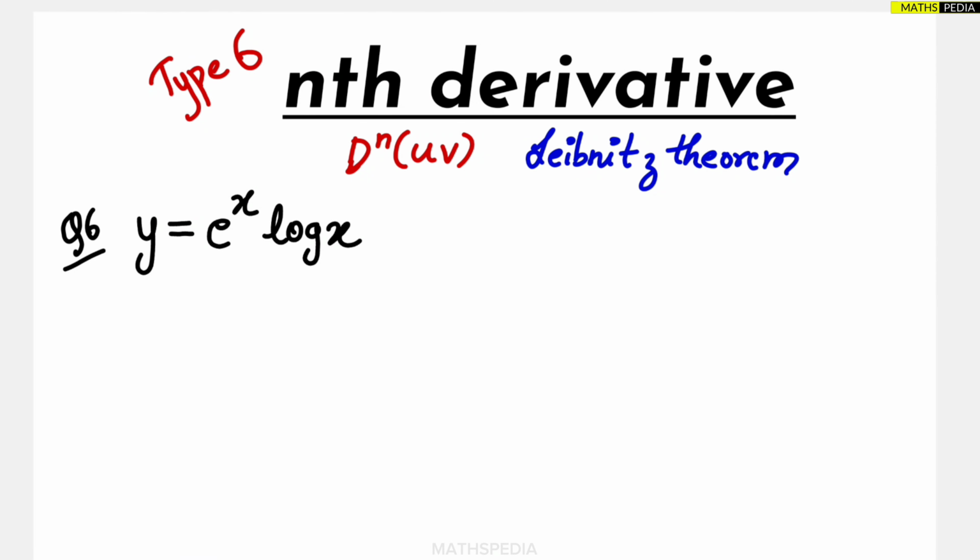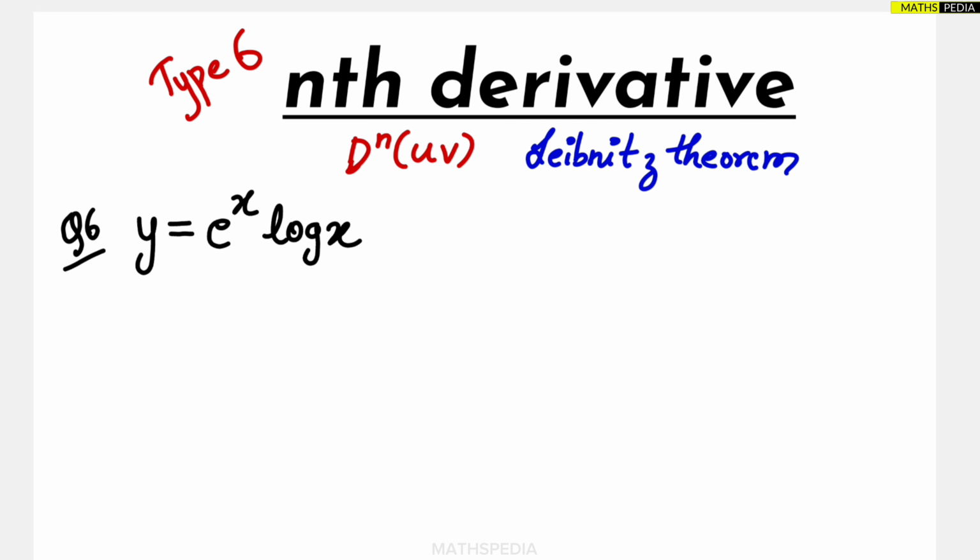So in this question we are taking a one-variety problem here. Type 6: we have to take the Leibniz theorem and consider the product of two functions. Both functions are functions of x: e power x is there, log x is also there. Usually we always take a polynomial, but here in this question a polynomial is not given. So what should we do then?